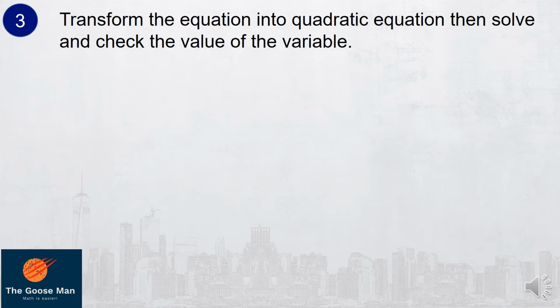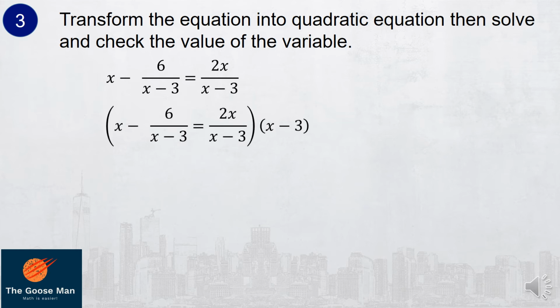Let's move on to another example. Transform the equation into a quadratic equation, then solve and check the value of the variable. Given this equation, (x - 6)/(x - 3) = 2x/(x - 3). Take note that the LCD is x - 3, so I'll multiply both sides of the equation by x - 3.